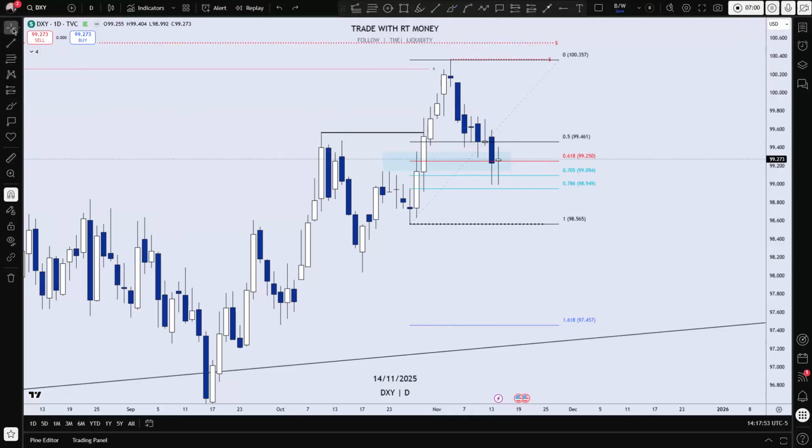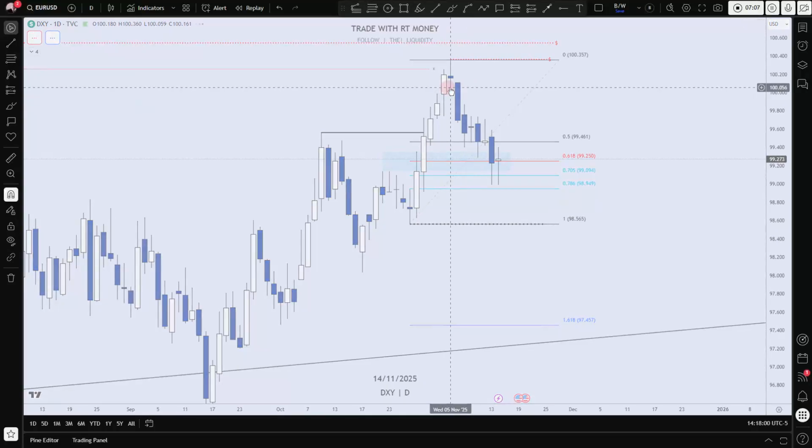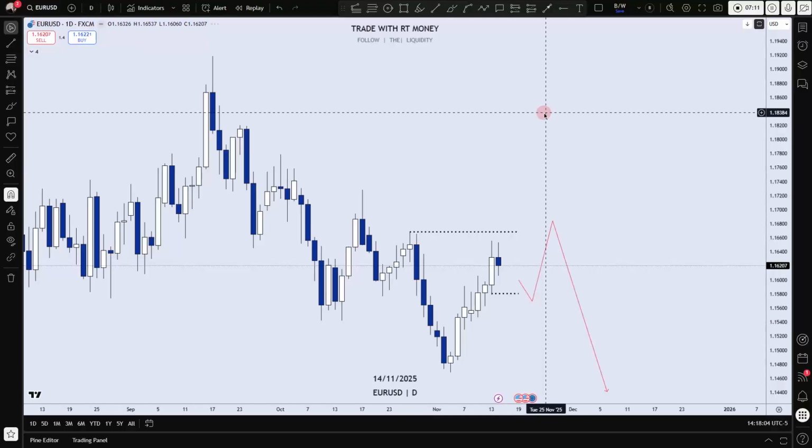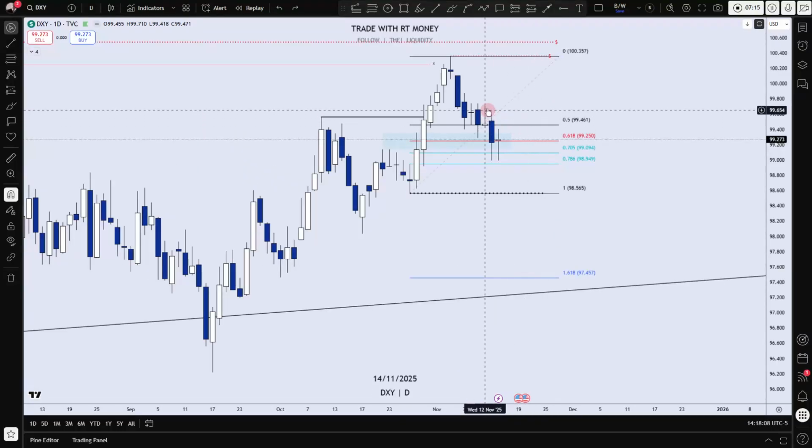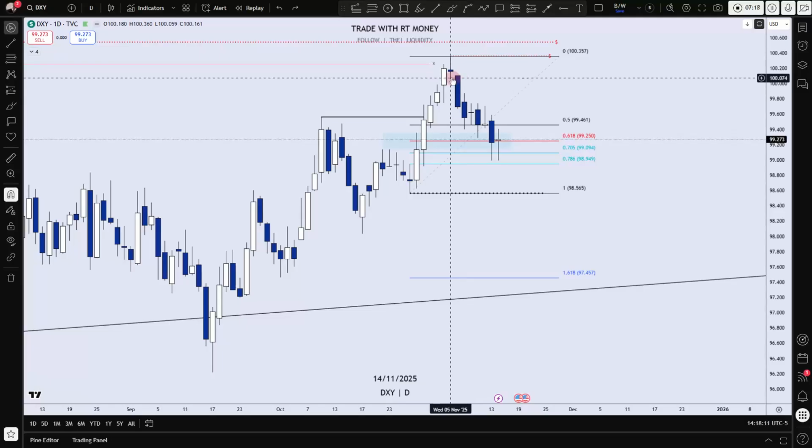I forgot I had to do that. I'll be targeting this fair value gap here. You can see it clearly. Oh man, what did I just do? Come on, man. Let me see if I can. All right. Sorry, y'all.